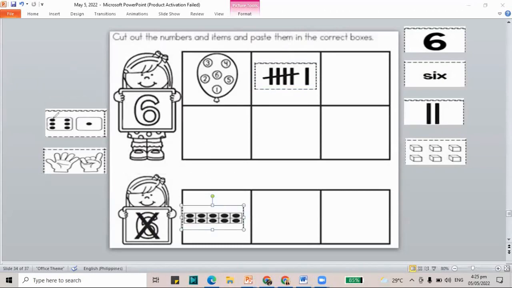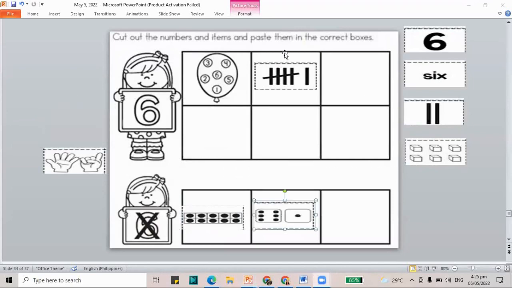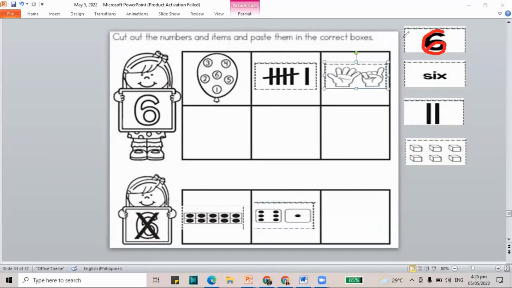How about the dice? 1, 2, 3, 4, 5, 6, 7. That is 7, not 6. How about the fingers? 1, 2, 3, 4, 5, and 6. That's for 6. Put it in our box for 6. This is our number 6. Let's put it in the box. And how do we spell the word 6? S-I-X. This is the word 6.